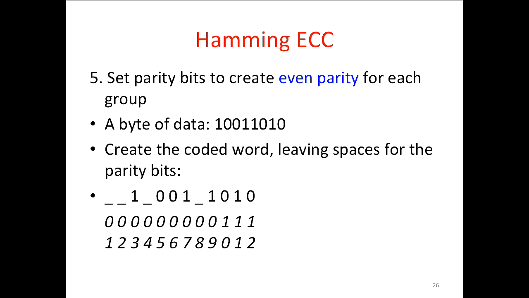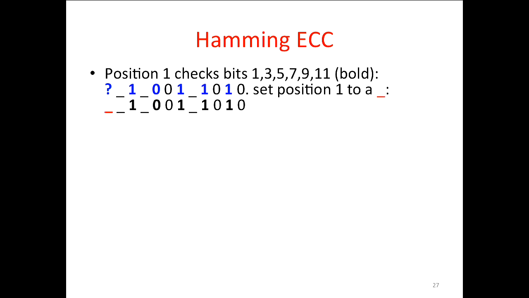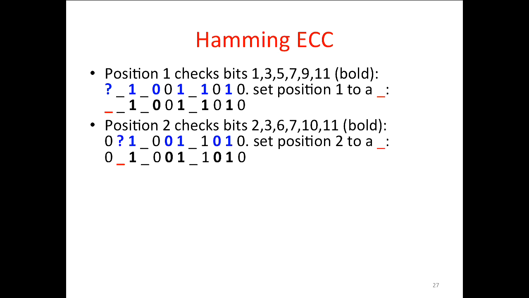we started with this as the data, right? Then we fill in the parity by calculating the relevant parity bits. So let's do this in this example, right? The blanks are where we're going to put the parity bits. Position 1 is going to check these bits, which are bolded, right? And what should the value of this be if we're doing even parity? 1, 2, 3, 4, so that's even already, so this can just be 0, right?